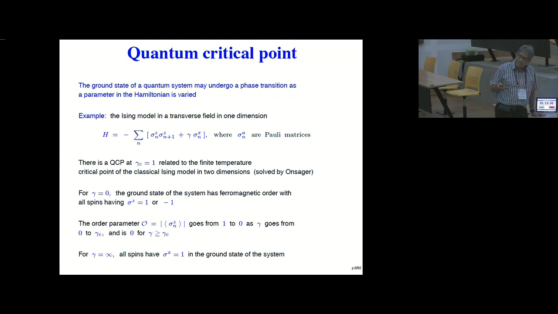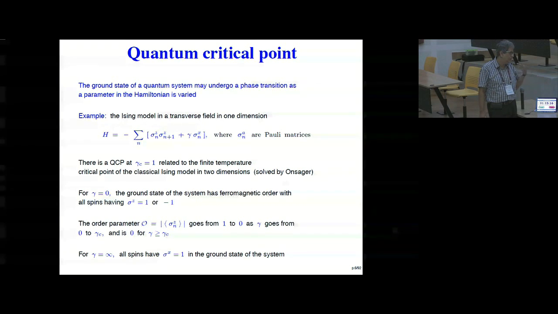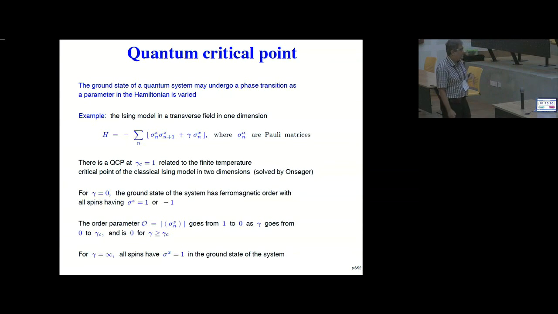And it turns out that this system is actually related to the finite temperature critical point of the classical Ising model in two dimensions, which is solved by Onsager. This happens quite often: a classical system in D dimensions which has a phase transition at finite temperature is often related to a quantum system in D minus 1 dimensions, which has a phase transition at zero temperature, but as a function of some parameter.